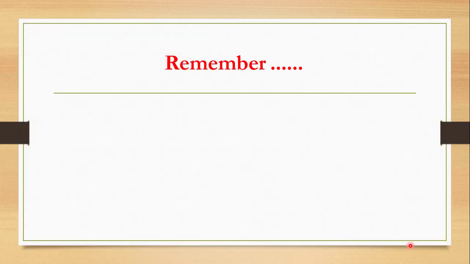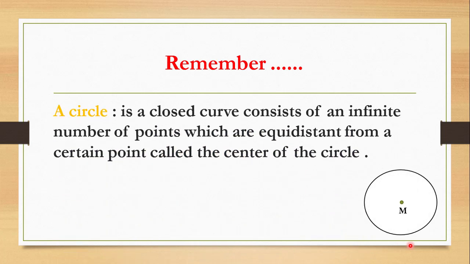Let's start with revising some concepts about the circle we studied before in primary 5. We said before that the circle is a closed curve. It consists of an infinite number of points which are equidistant from a constant point, which is the center of the circle. It means any point on this curve is equidistant from the center.